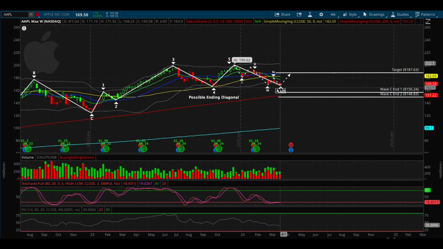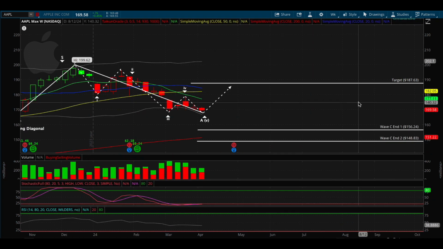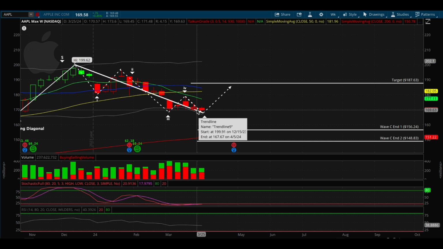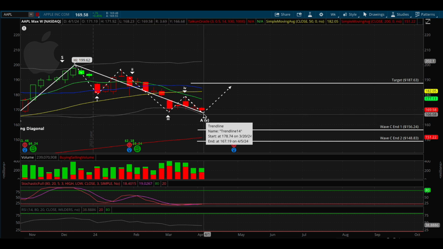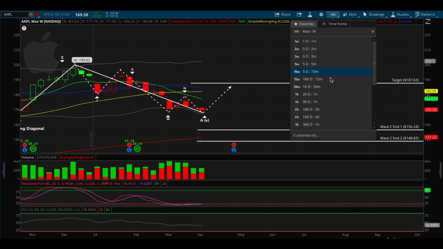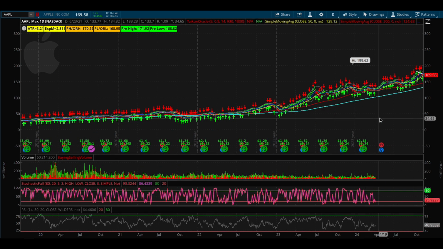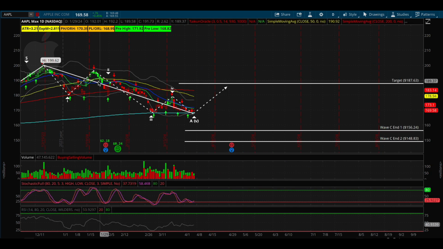And then we drop down at the beginning of the year. Beginning of the year, we dropped down into wave A. I'm sorry, not wave 1. Down into wave A, which if you look on the daily, I have it separated into 5 waves. So 1, 2, 3, 4, 5, A.